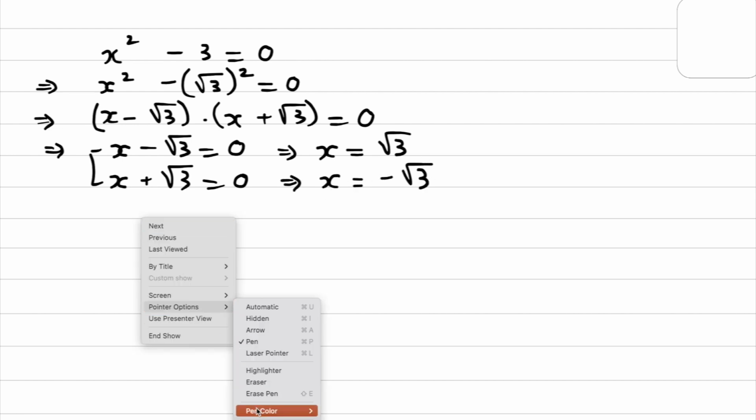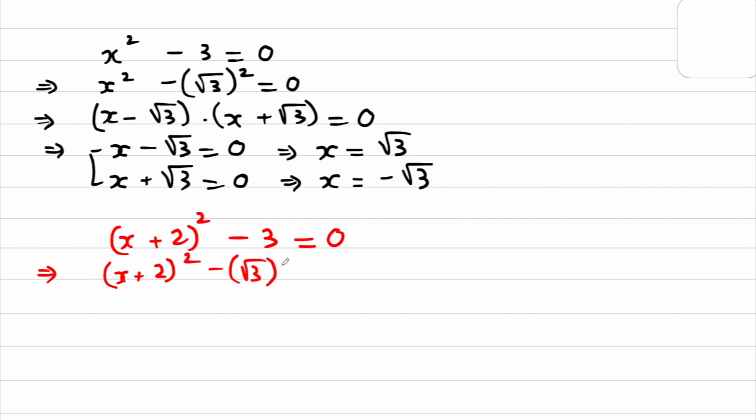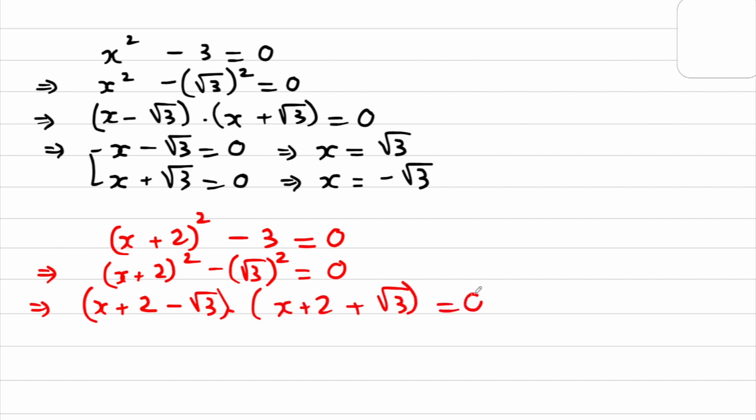And how about the completing the square form? x plus 2 squared here and minus 3 equal to 0. On the left-hand side you have the completing the square form, and on the right-hand side you have 0. So the first thing I will do is change this into the difference of squares form. That's like the top exercise here, and you get this one. Changing this into factorized form, the first bracket will be x plus 2 minus square root 3, and the next one is plus square root 3, equal to 0.